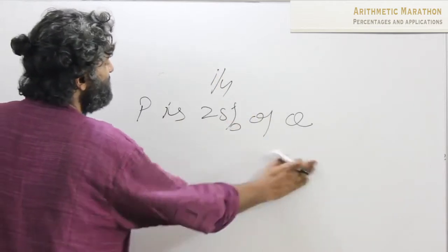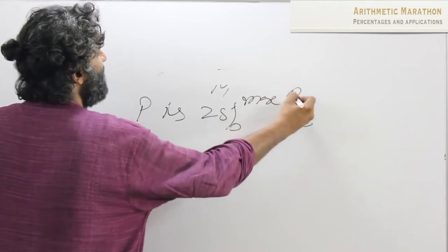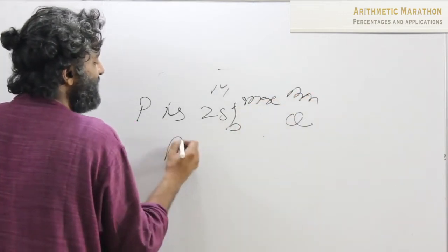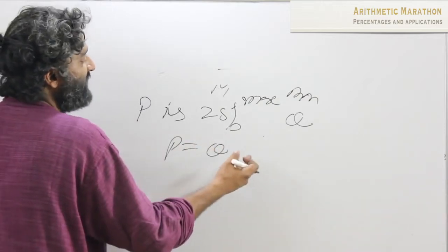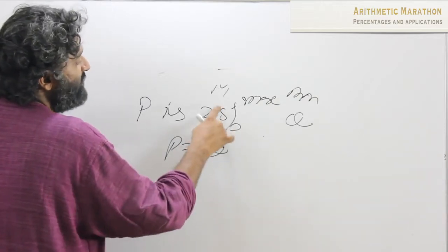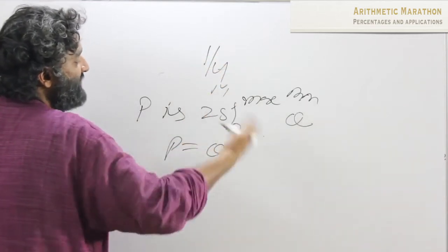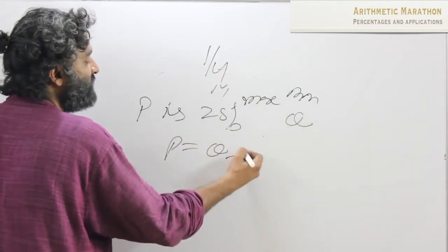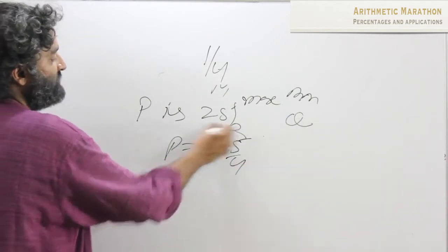Had the language been P is 25% more than Q, right? Then I would have read P is, obviously, more than Q, so something is getting added, but I don't want the addition form. 25% means 1 by 4. More than that means there is an extra, so think of it as 4 by 4, 1 by 4 is getting added, so Q into 5 by 4. So this would have been your form.